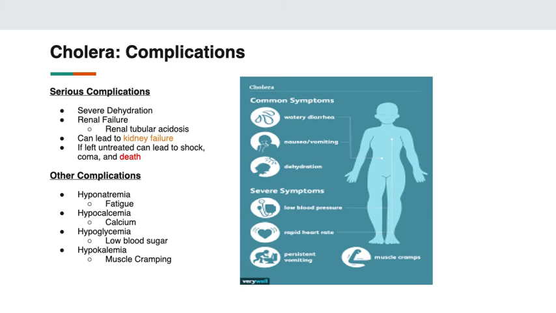Here are some other complications. Hyponatremia, in which the person is more fatigued than usual because of losing too much fluid from their system. Hypocalcemia, in which the person is losing calcium. Hypoglycemia, which is low blood sugar because of losing too much fluid from the system, causing sugar levels to drop. And lastly, hypokalemia, which causes muscle cramping.